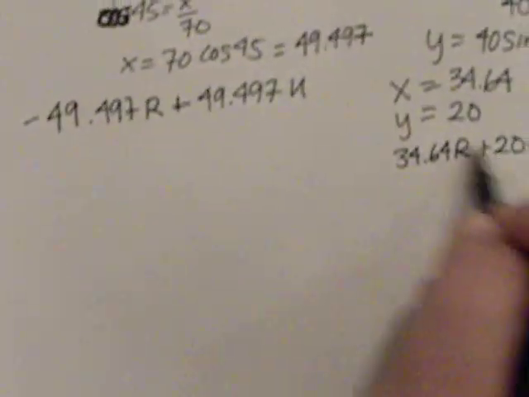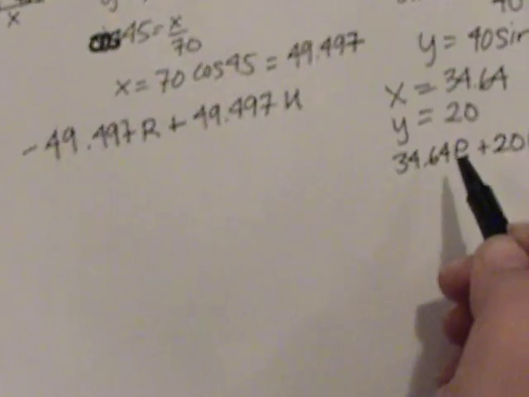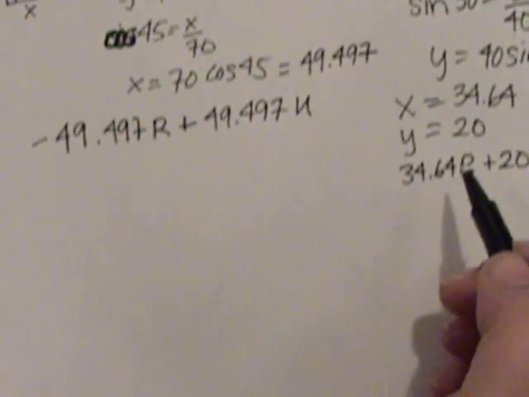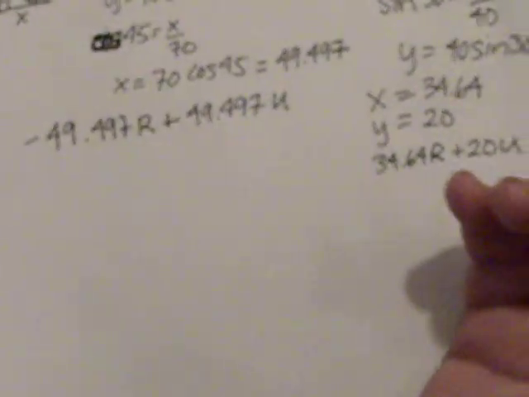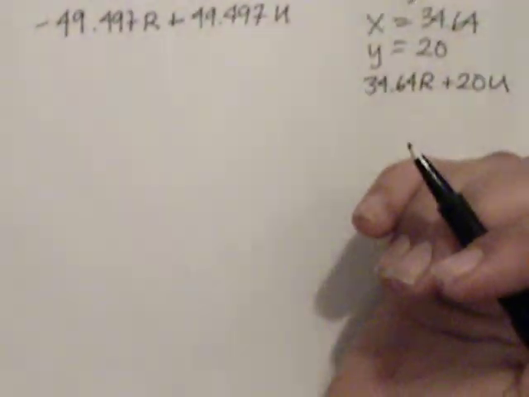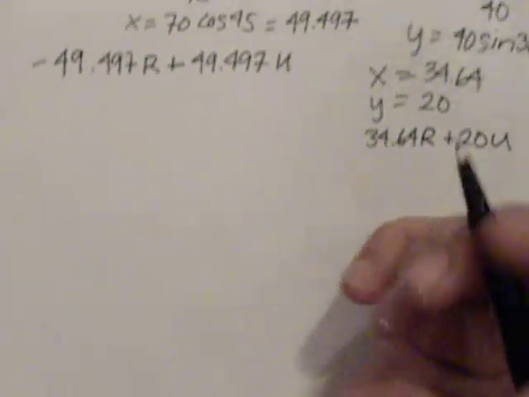So you have these two equations now that are both in rectangular coordinates. So you put them together.